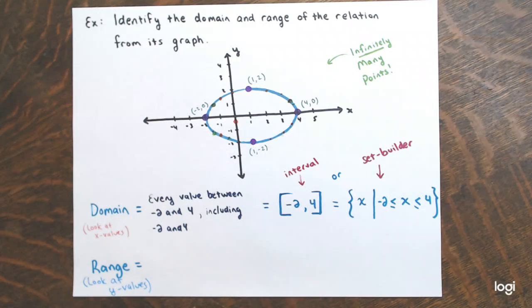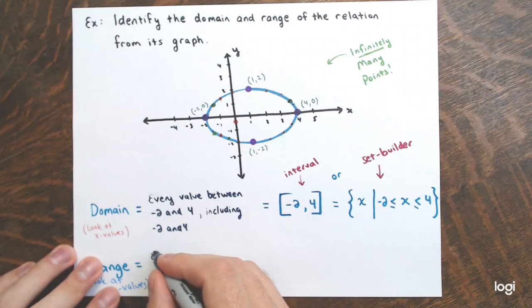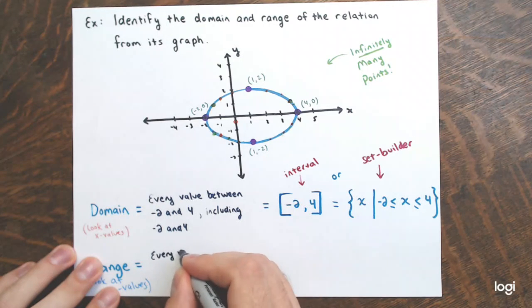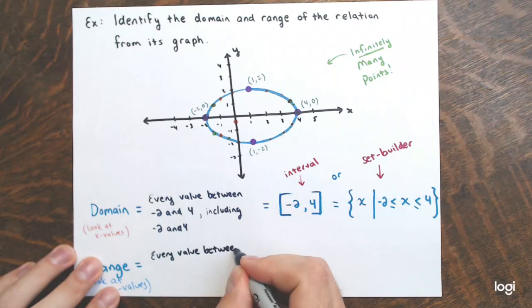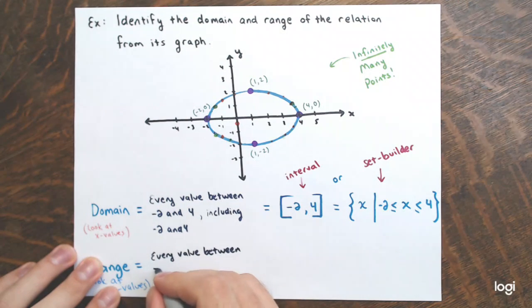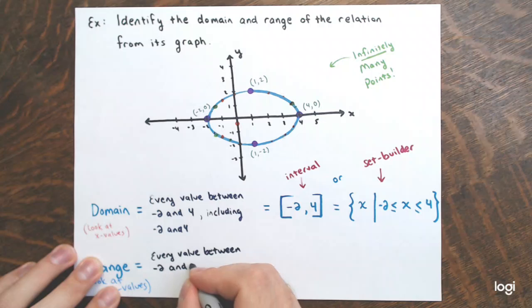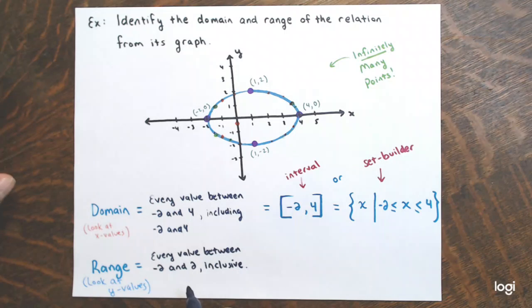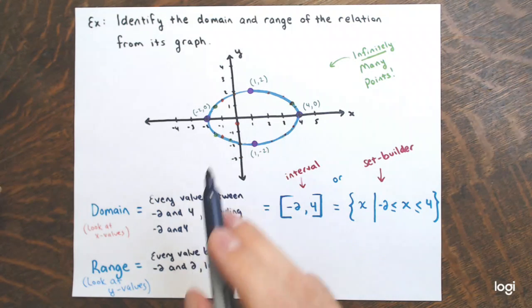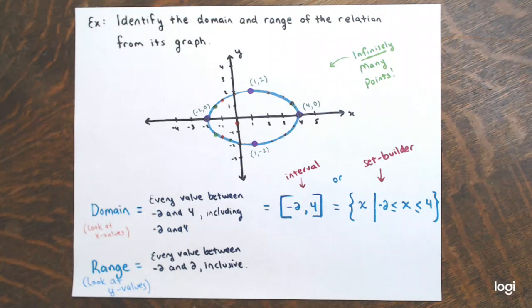Our y-coordinates. So I'm going to write that in words. Every single value between -2 and +2, I'll just say inclusive, to indicate that -2 and +2 are also in the range. That's a word description of the range.